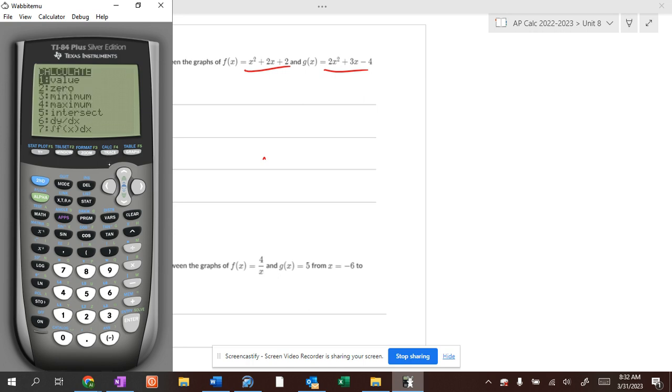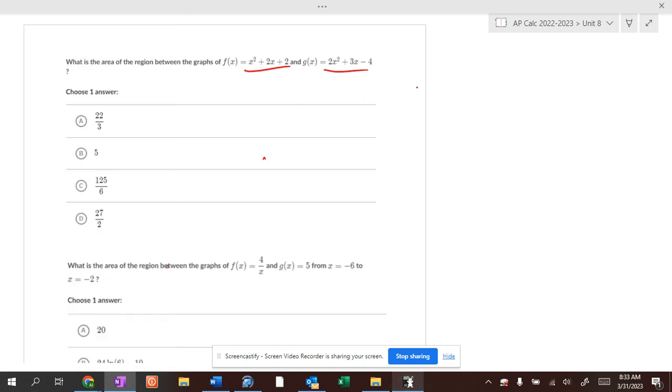So we'll go second trace. We've got to see where they intersect, 5. The first curve, I'm already right over there on the right side, so I'll push enter, enter, enter quick. And that's at 2, 10. So the lower curve and upper curve intersect at 2, 10 here.